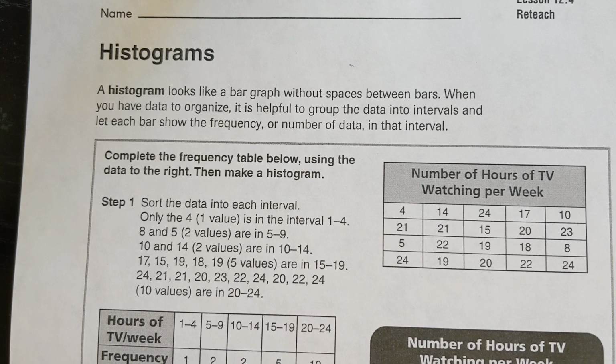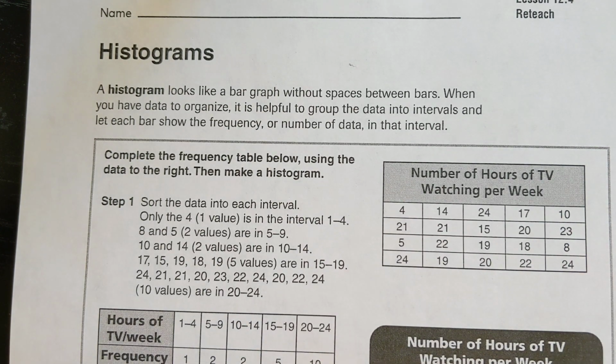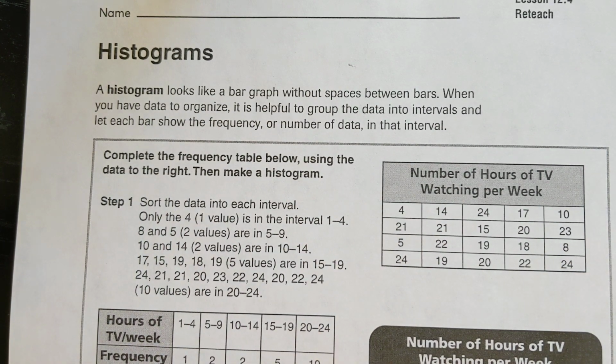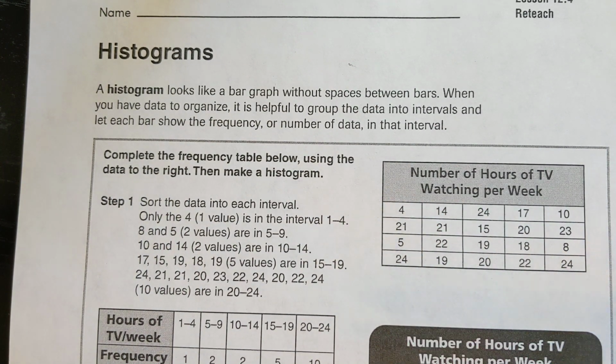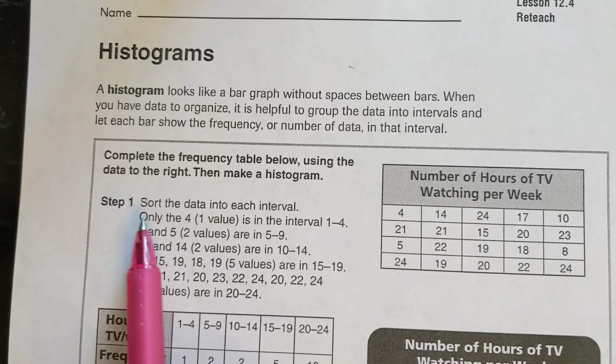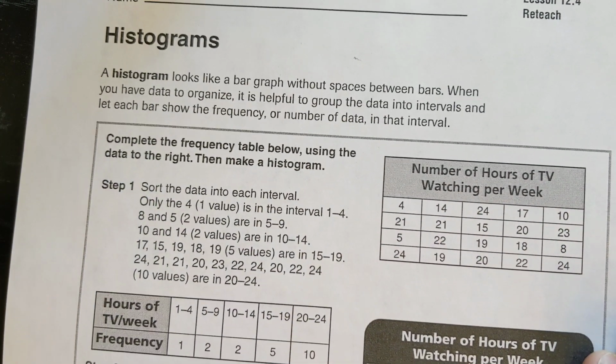Okay. So let's read up at the top there. A histogram looks like a bar graph without spaces between the bars. When you have data to organize, it is helpful to group the data into intervals and let each bar show the frequency or number of data in that interval. Okay, so let's start with this example right here. It says, complete the frequency table below using the data to the right. That's over here in this table. Then make a histogram. So step 1 says, sort the data into each interval.